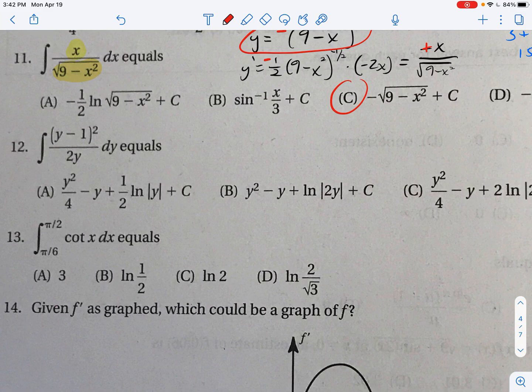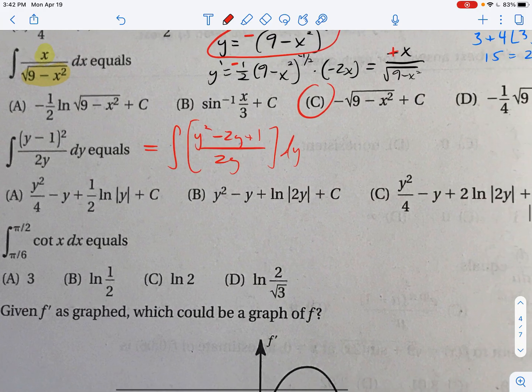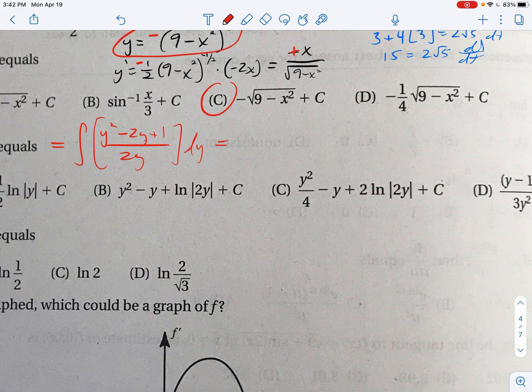Now 12 is a trick. You don't do 12 by applying some slick rule or substitution. You do 12 by starting out by just rewriting this thing. Expand that and break it into 3 different fractions that you know. Y squared over y simplifies to 1/2 y. Negative 2y over y simplifies to negative 1. 1 over 2y you could think of as 1/2 times 1 over y.